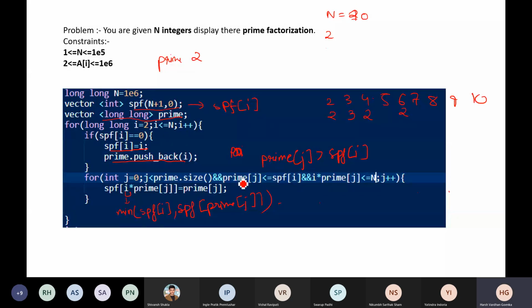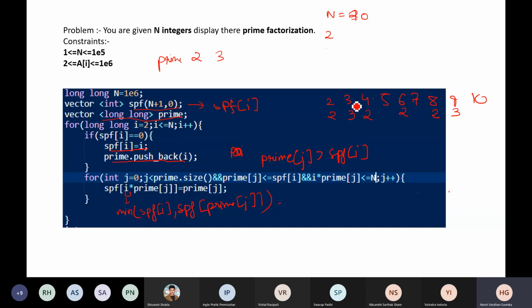Now we'll move to 3. Is 3 less than or equal to SPF of i, which is 3? Yes. So we'll mark 9 with prime of j, which is 3. Now I move to 4. SPF of i is not 0, so it is not a prime number. Now I'll move to j equal to 0, j less than prime.size. Is 2 less than or equal to SPF of i? Yes, it holds true. So I'll mark 2 into 4, that is 8, with 2. One more after that will come to 3.